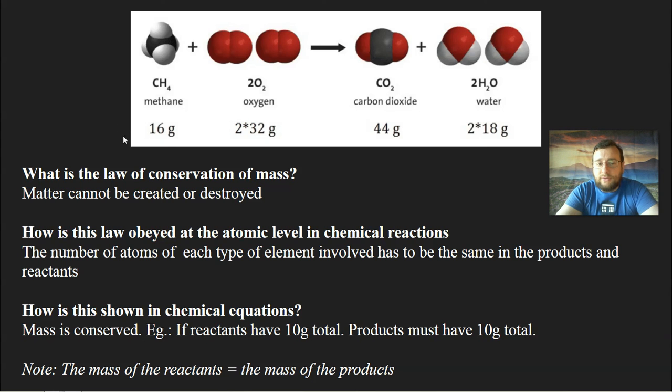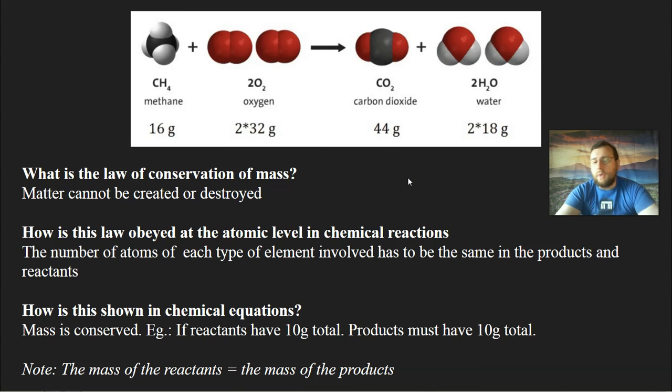It took 16 grams of methane and 32 grams times 2 of oxygen gas in order for this reaction to take place. If you add that up, that makes 64 plus 16, which is 80 grams total on the left side. Then on the right side, you have 44 grams of carbon dioxide made, and 2 sets of 18 grams of water. So that's 36 plus 44, which is 80. Exactly. The amount of mass on the left side is 80, so the amount of mass on the right side must also be 80.